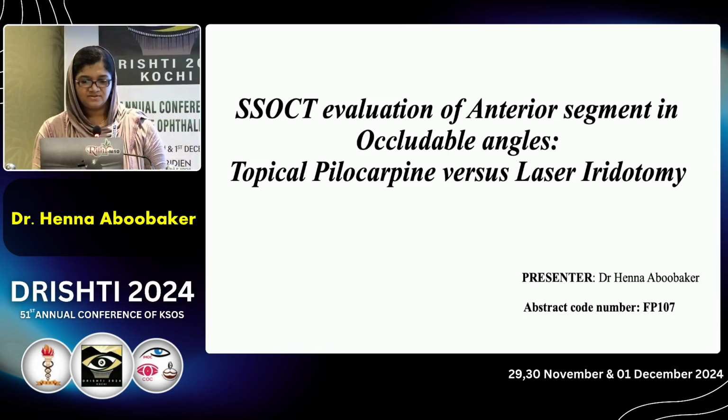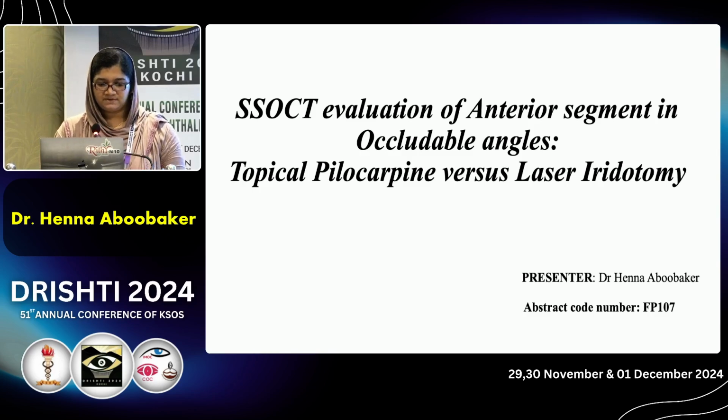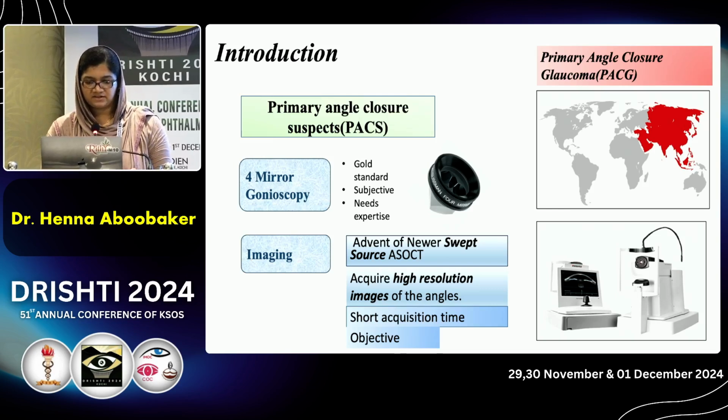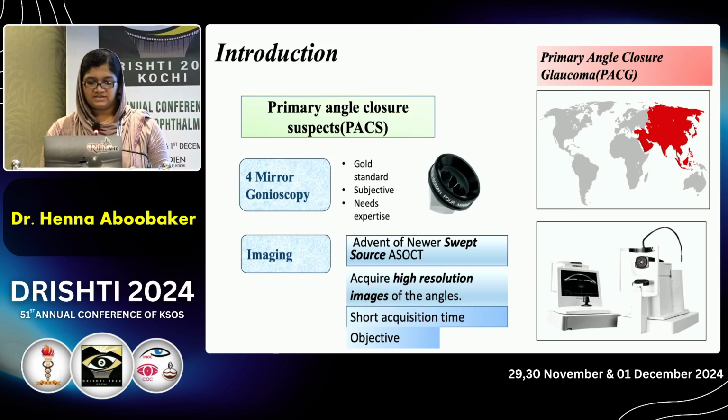Good afternoon. My study is on swept-source OCT evaluation of the anterior segment in occludable angles, topical pilocarpine versus laser iridotomy. There is a huge burden of primary angle closure glaucoma in Asia. So there is a need to detect this disease spectrum at the stage of primary angle closure suspects.